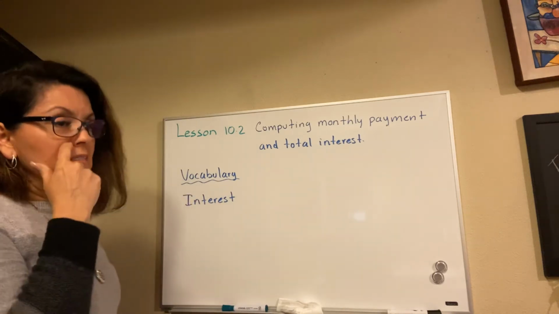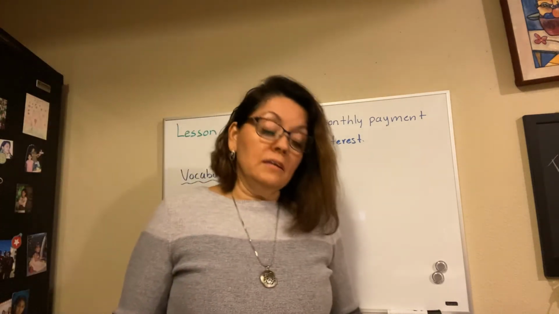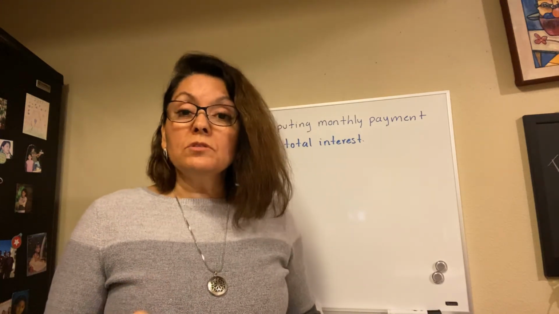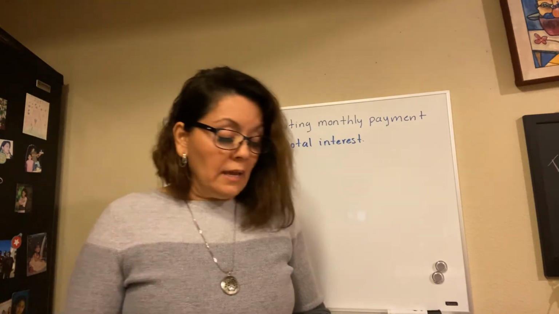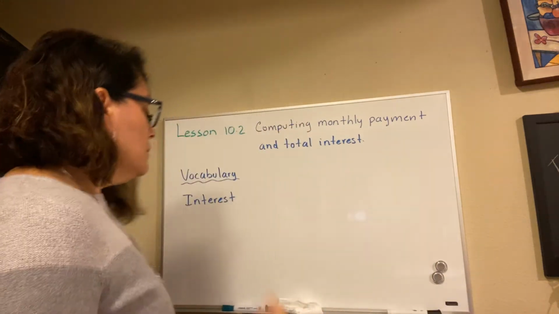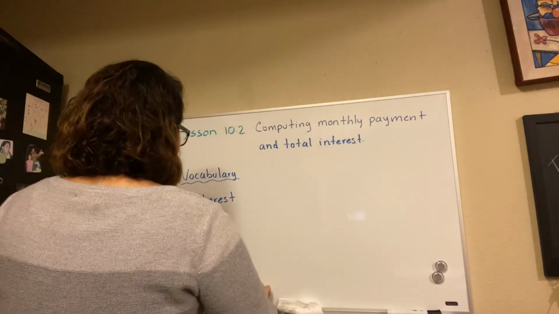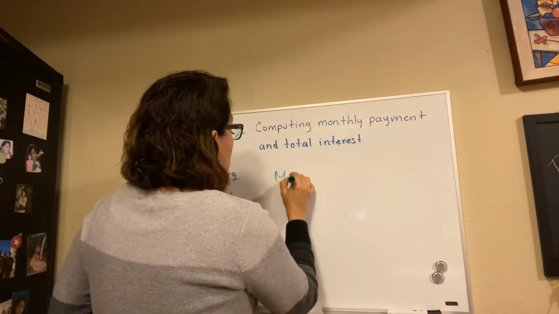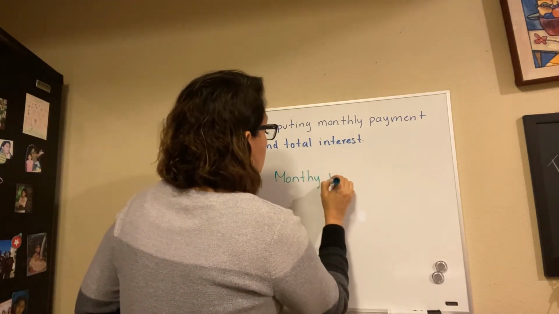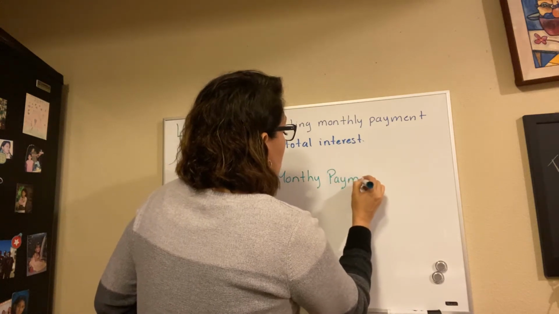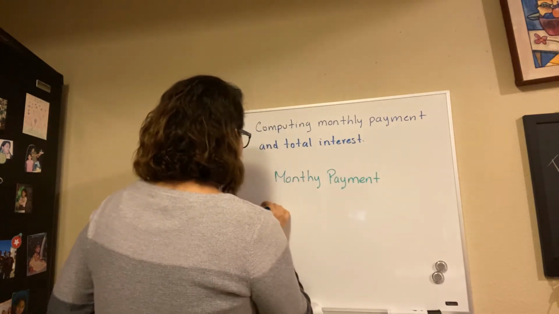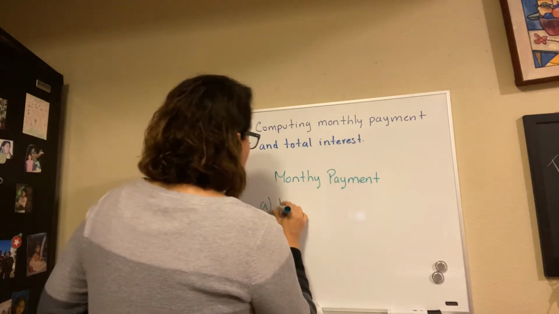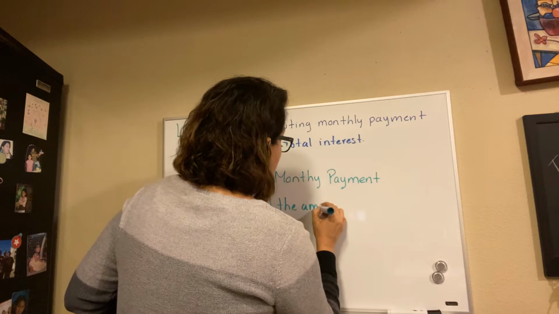What is the vocabulary for today? Interest. What is the interest? It is the money that we have to pay to the lender to let us use their money. Okay? So the monthly payment is made of 3 things. Number 1, it is the amount of the loan.